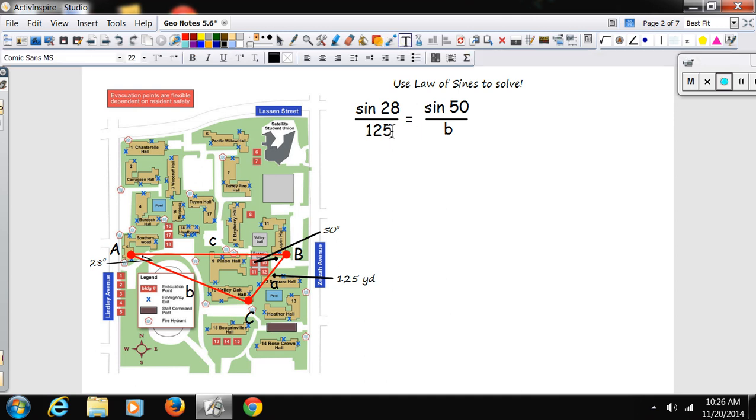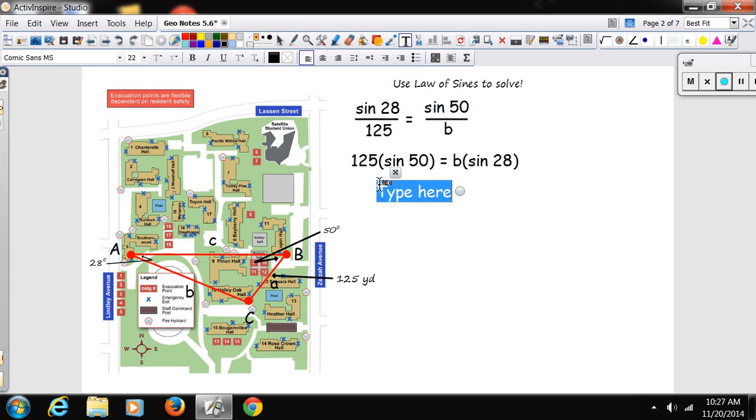So I'm going to end up multiplying the diagonal. So 125 times the sine of 50, that's going to be one side. That's going to equal the b times the sine of 28. Okay, so do you see I just multiplied the diagonals? This 125 times the sine of 50 and the sine of 28 times the b.